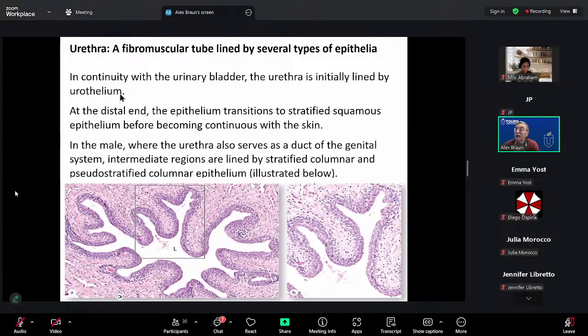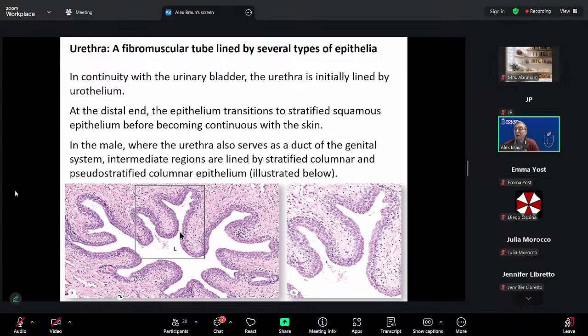So in a male, the part just next to the urinary bladder, in continuity with the urinary bladder, is initially lined by urothelium, which I don't think is any surprise. At the distal end of the male urethra, where the urethra becomes continuous with the skin on the outside, the epithelium transitions to stratified squamous epithelium. Between those two extremities, the proximal end and the distal end, there are intermediate areas where the urethra is lined by stratified columnar or pseudostratified columnar epithelium.